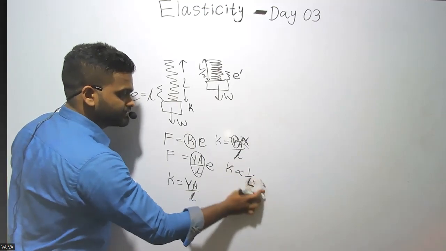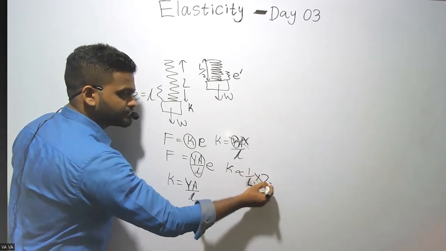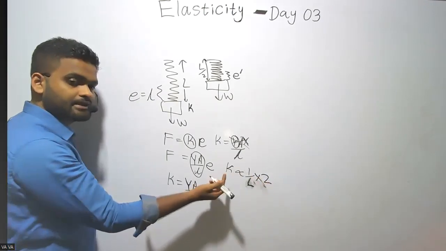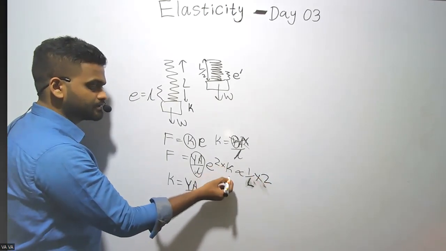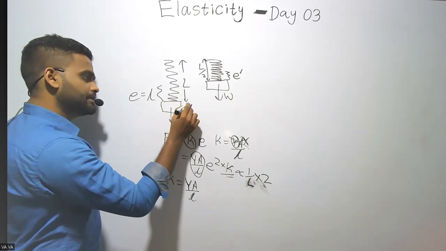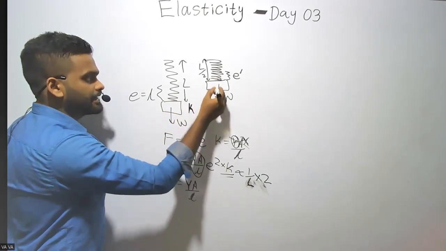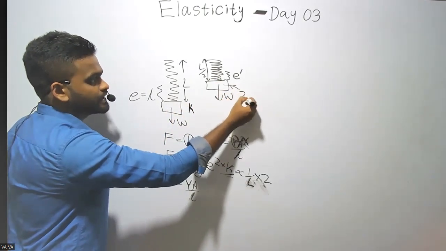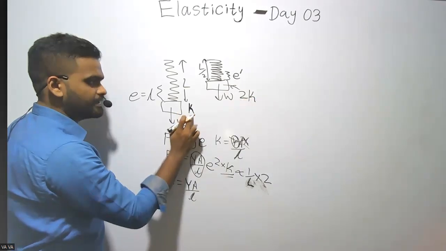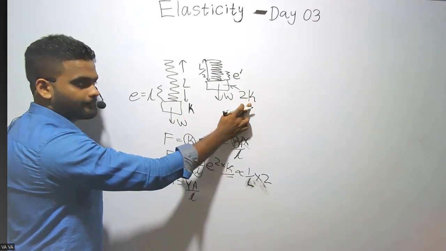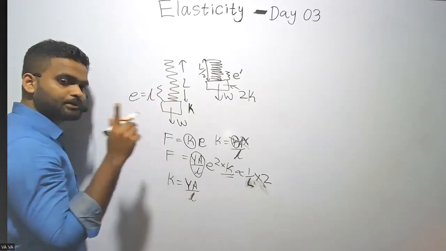So this side is increased by 2 times. So the other side also should increase by 2 times. So if the spring constant here is K, here the spring constant should be 2K. See that the spring constant changes, right?